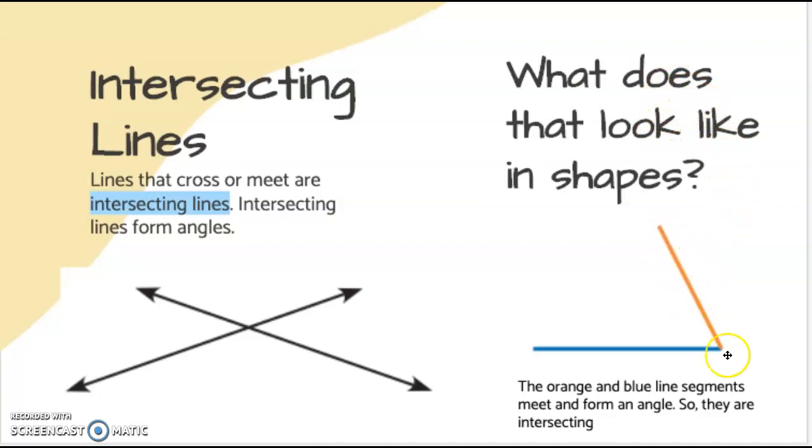Here's what it looks like on a shape. The orange and the blue line are going to meet at a vertice to form an angle. They intersect, meaning that they cross, and that's how we know that they're intersecting lines, because they're crossing. They're going to form some sort of L or an angle.